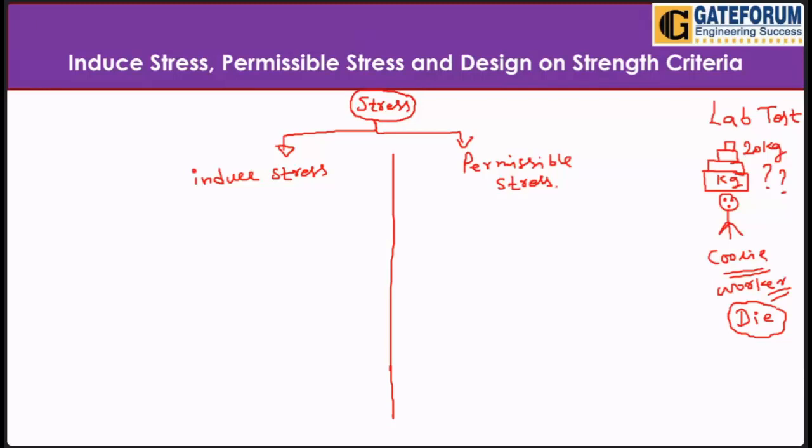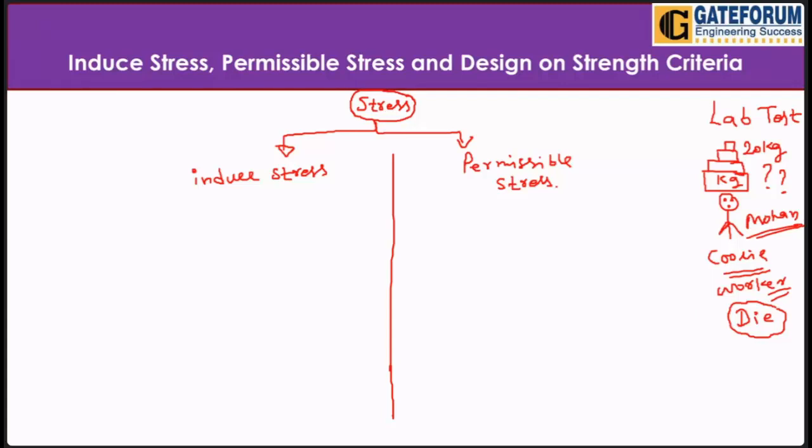Suppose the name of this person is Mohan. So I will note down in my brain that never put more than 20 kg load on Mohan, otherwise Mohan will die. Always put load either 20 or less than 20, not more than 20. Understood? Very simple. This is permissible stress. After the lab test, the same happens with the metal also.